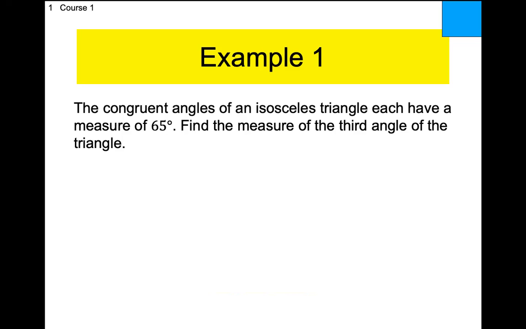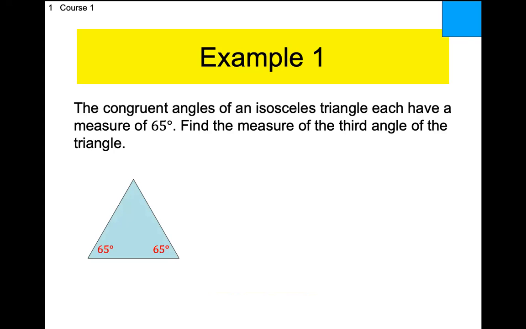It starts off: the congruent angles of an isosceles triangle. So what should I immediately draw? A triangle. So I'm going to draw an isosceles triangle. It says the congruent angles. So an isosceles triangle has how many congruent angles? 2. And they are, I don't know if you remember this, opposite the two congruent sides. So if these are the two congruent sides, then these are the two congruent angles. Let's continue reading. Each has a measure of 65. So if this angle is 65, then we could label that, okay?